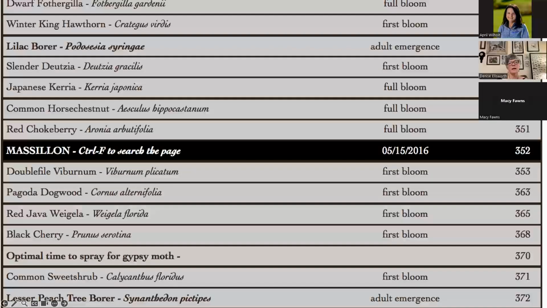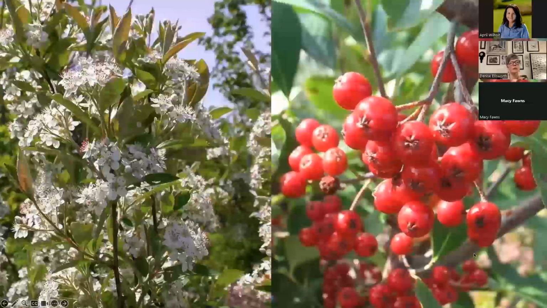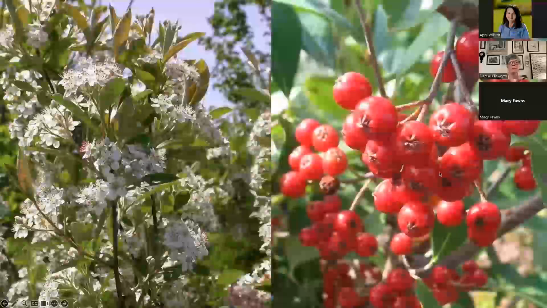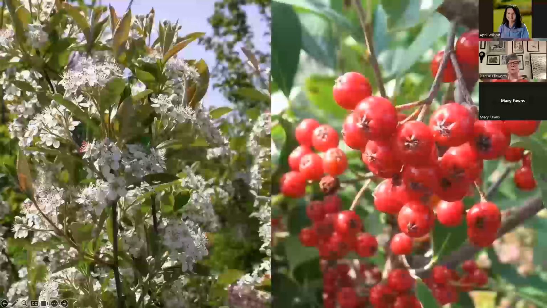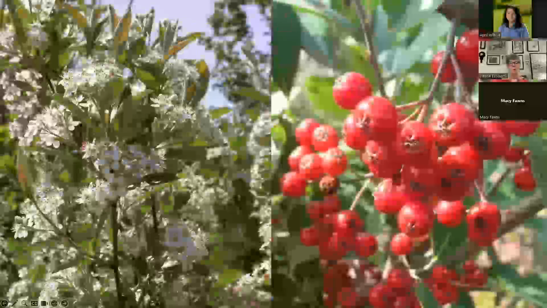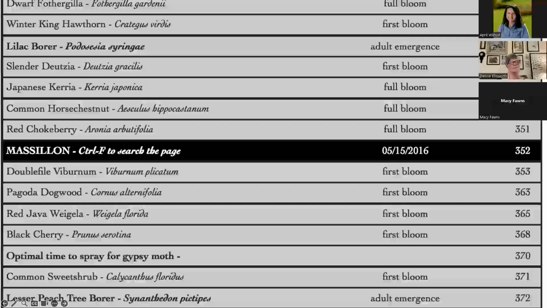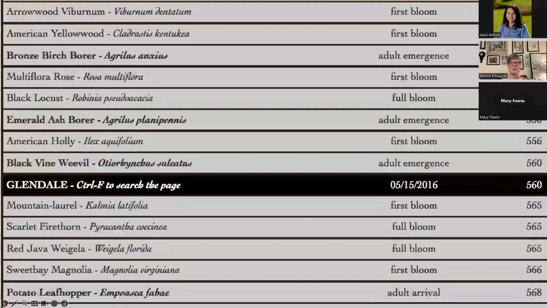So I put here, so here we are in Massillon. I was at 352 growing degree days. So red chokecherry in bloom. Here's the fruit later in the season for this chokecherry, chokeberry. Wait, chokeberry. Yeah, chokecherry is a Prunus too.